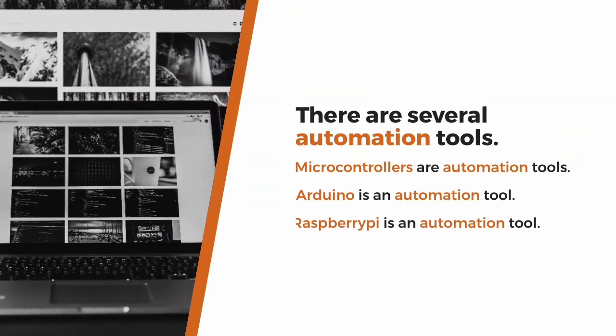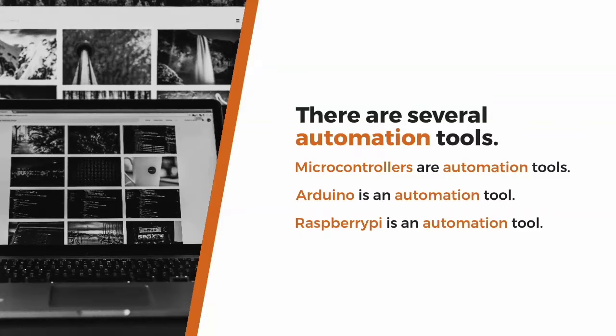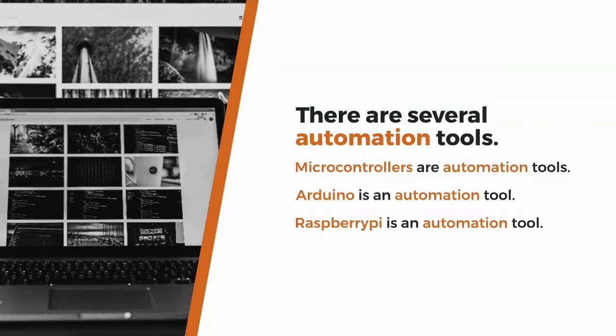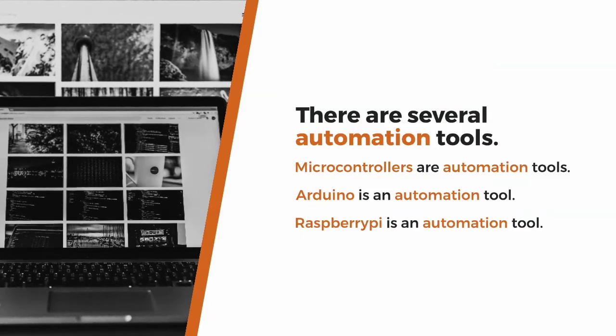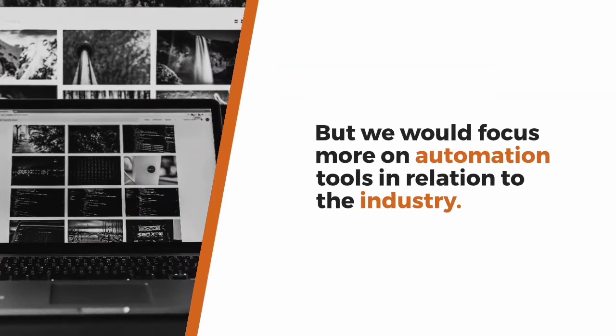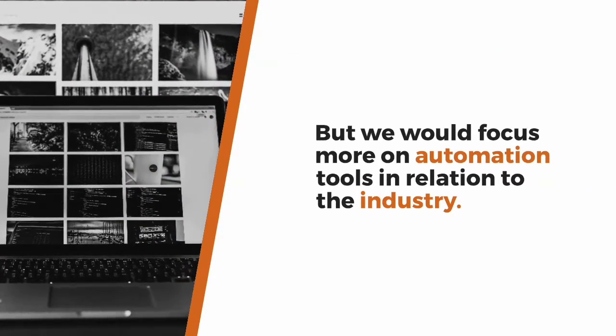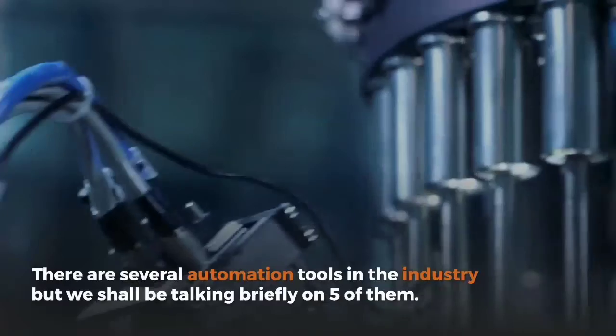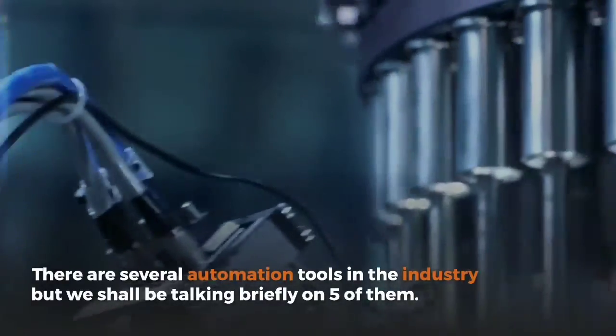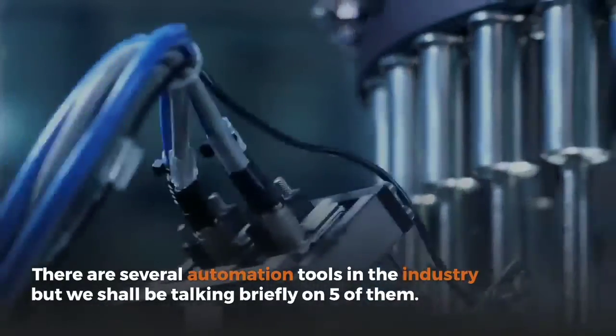There are several automation tools. Microcontrollers are automation tools. Arduino is an automation tool. Raspberry Pi is an automation tool. But we would focus more on automation tools in relation to the industry. There are several automation tools in the industry, but we shall be talking briefly on 5 of them.